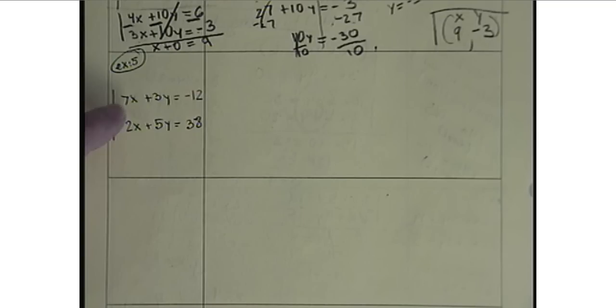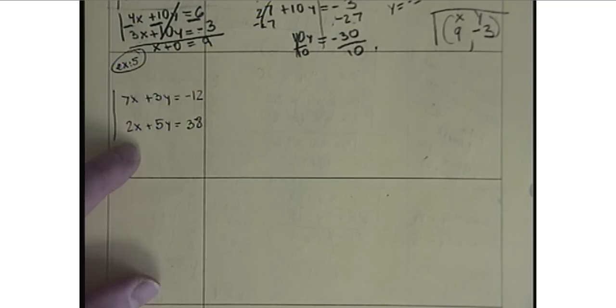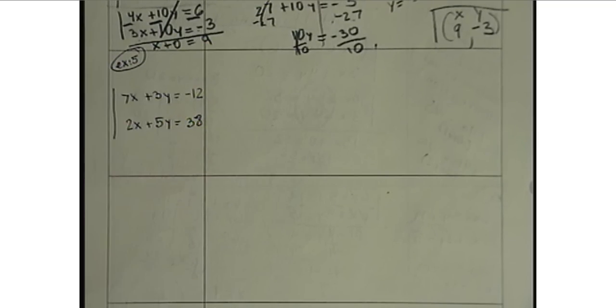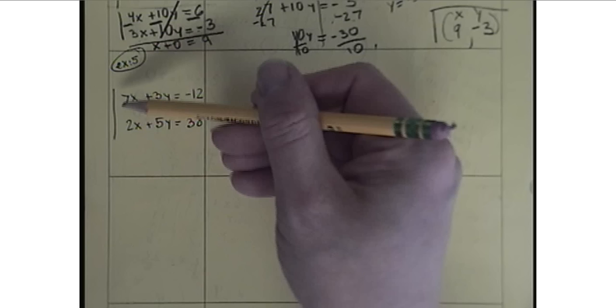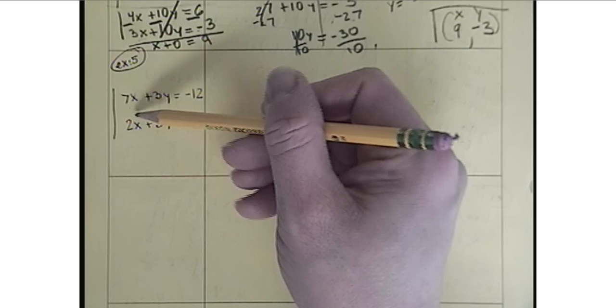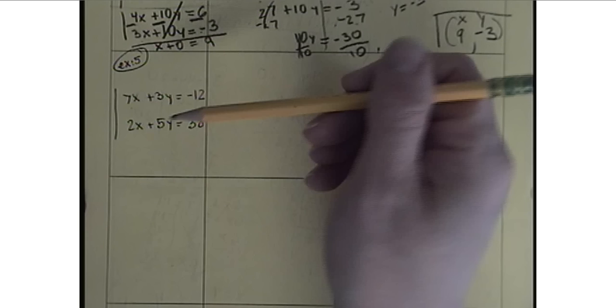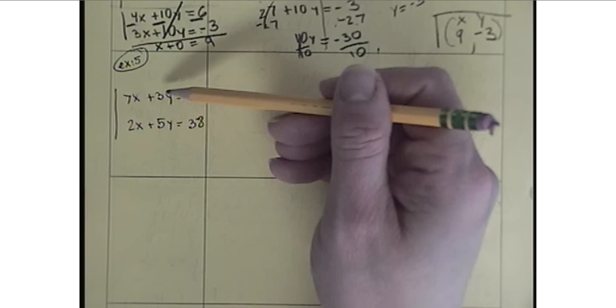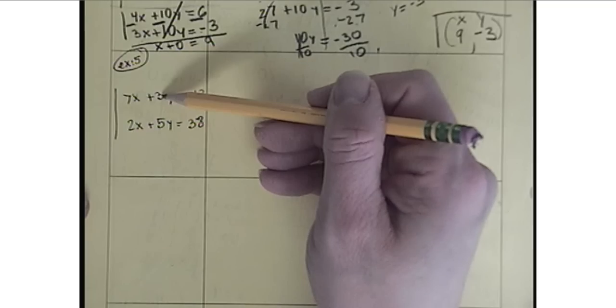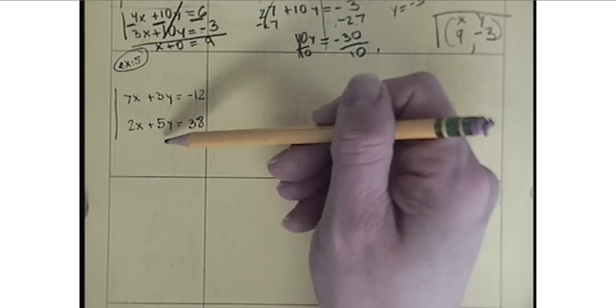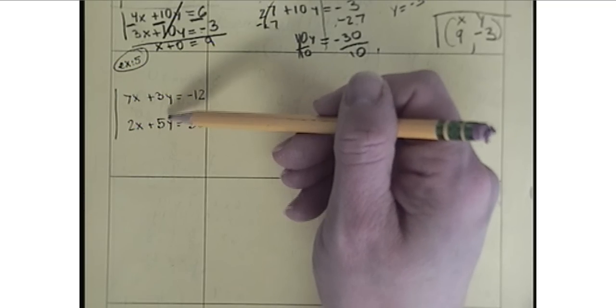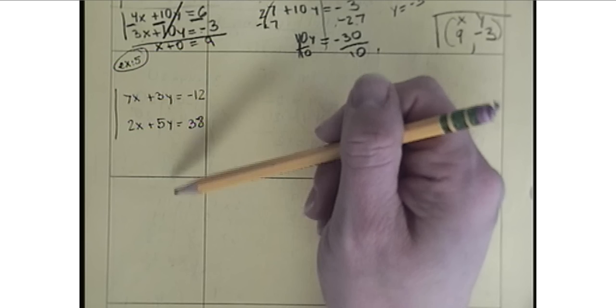7x plus 3y equals negative 12, 2x plus 5y equals 38. Now, if we check the x term, 2, we can't get any whole number to multiply to get 7, right? It's going to be 3.5. We don't want to deal with decimals or fractions, so this would not work. If we look at the next term, 3 and 5, again, 3 times 1 is 3, 3 times 2 is 6. So we're talking about multiplying by a fraction to get 5, which is not a good idea.